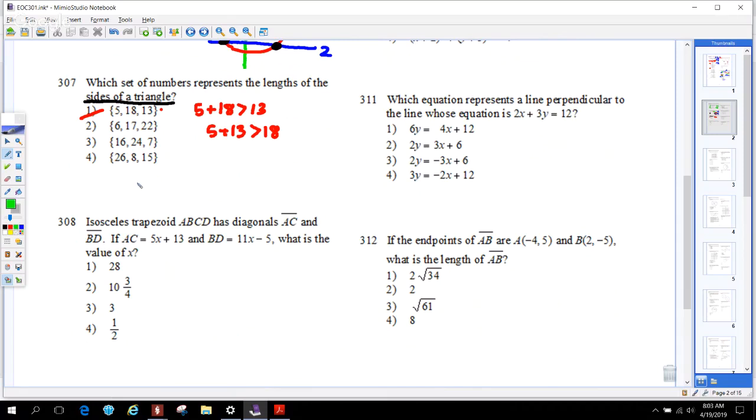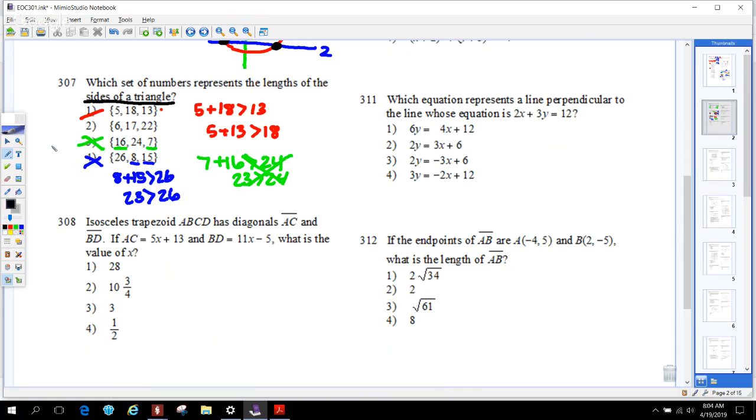Let me show you number 3. So this is what I do. I add up my 2 smallest sides. So my 2 smallest sides for choice 3 are 7 and 16. What's 7 plus 16? Is 7 plus 16 greater than 24? Is 23 greater than 24? No. So it's not choice 3. So then I'm going to add up my 2 smallest sides for choice 4, 8 and 15. 8 plus 15 is what? 23. Is 23 greater than 26? No. So it's not choice 4.